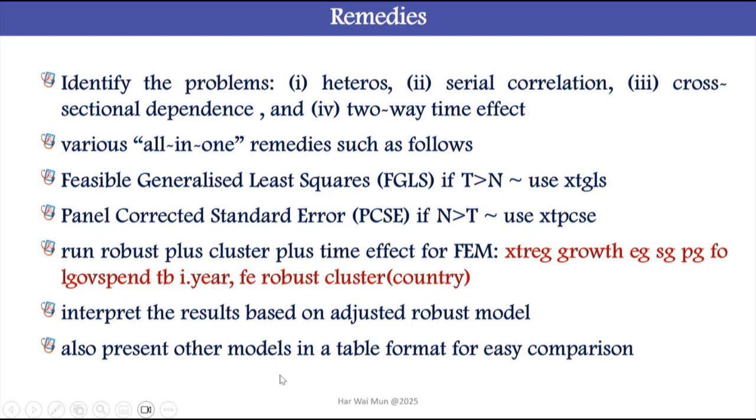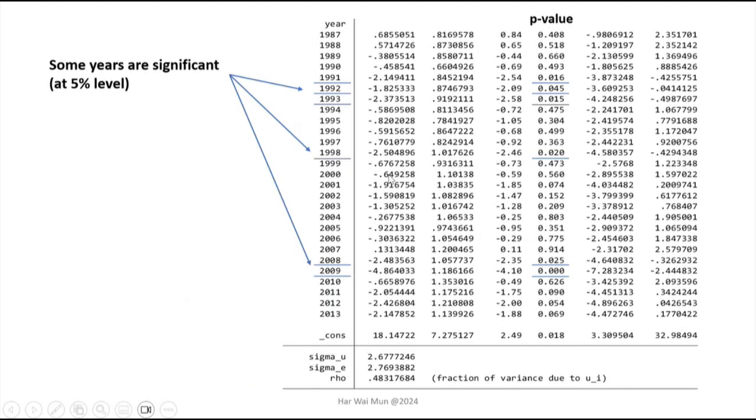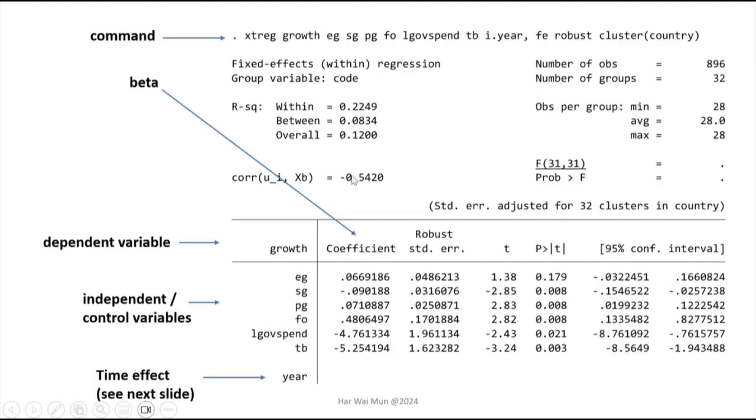And then you present in a format for easy comparison. Remember or not, we have the outreg2. So you just use another outreg2, you add one more column, your robust FEM model. Okay. So after you click, you'll get something like this. Can I get your comment? Remember or not? Your comment is this one. Then you get this thing.